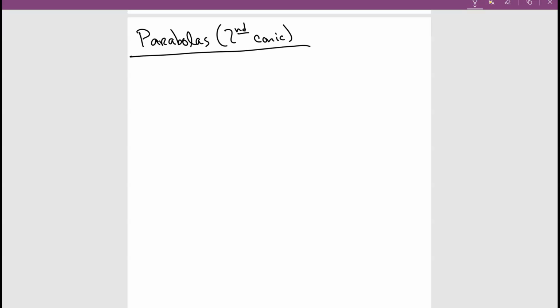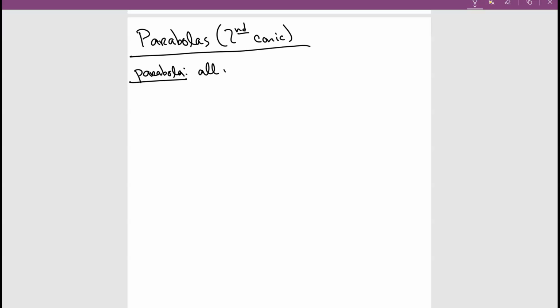Here is the second type of conic section. This is going to be parabolas. So we've seen parabolas with quadratic equations, and now we're going to see it in a more geometric sense. So the definition of a parabola is the following.